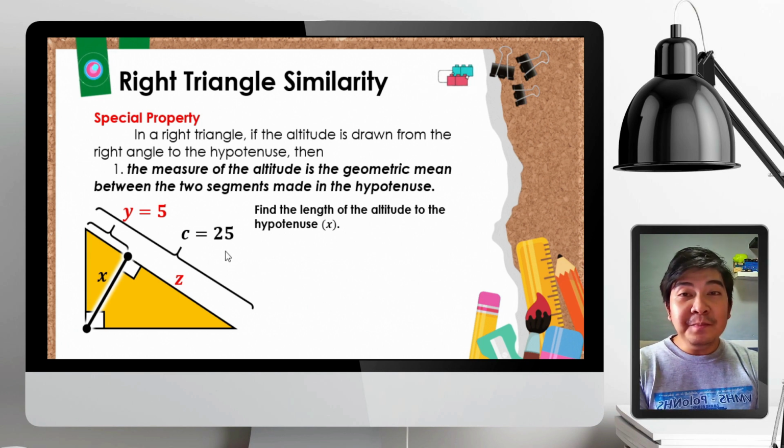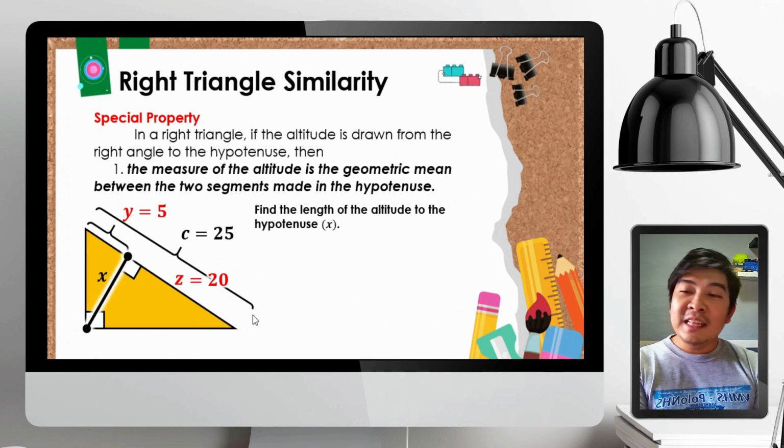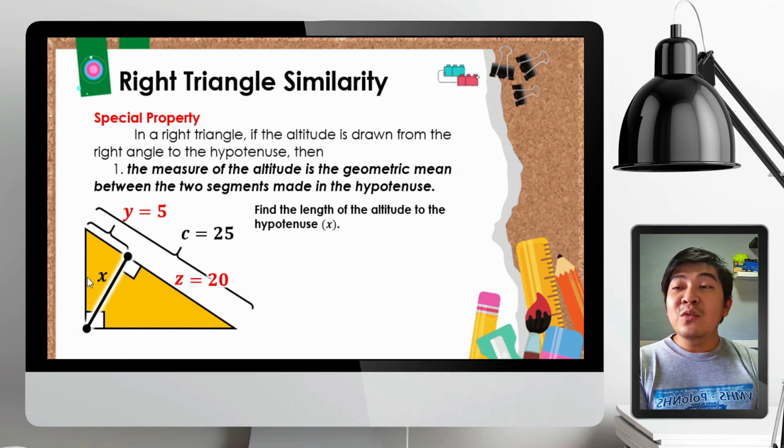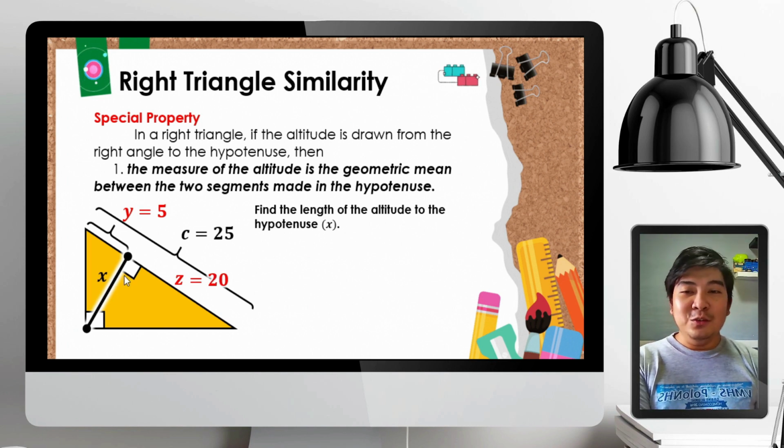So that will be subtracting. So 25 minus 5, that will be 20. So take note na kapag inadd natin yung buo, kailangan 25. So 5 plus 20, that will be 25. So after that, we can now get the value of our x, or the measure of the altitude.